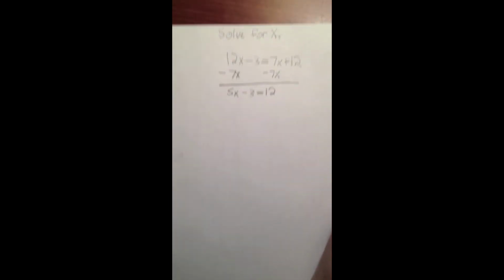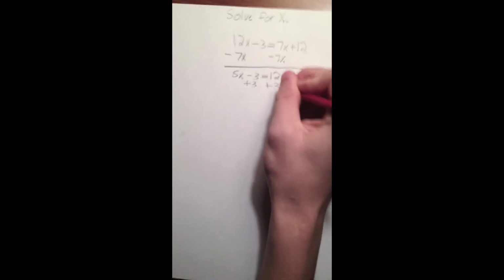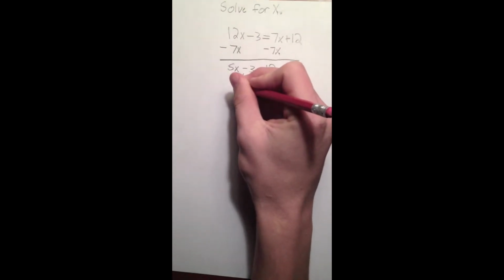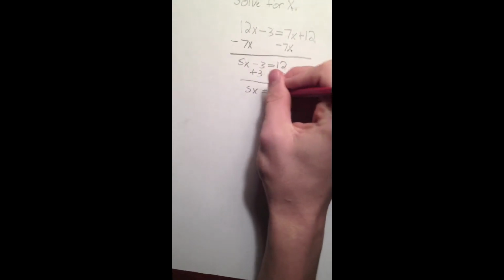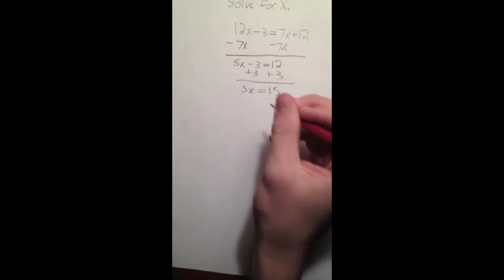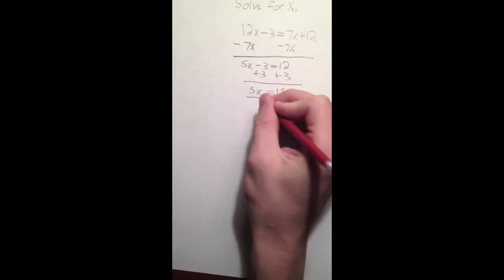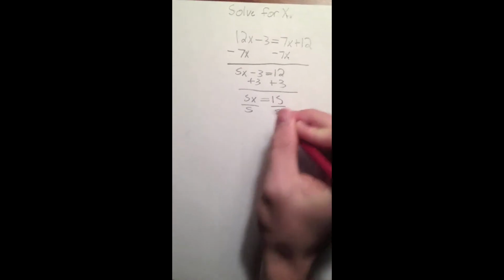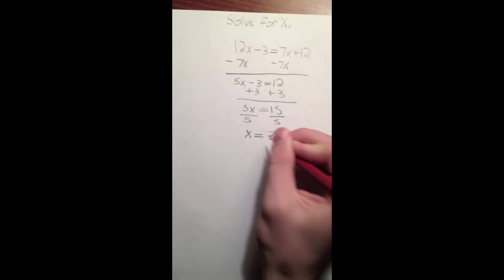Now, add 3 to both sides to get rid of the 3. You get 5x over here by itself. And so you're left with 5x equals 15. Now, to get rid of this 5 times x, or 5x, divide by 5 on both sides, and you're left with x equals 3.